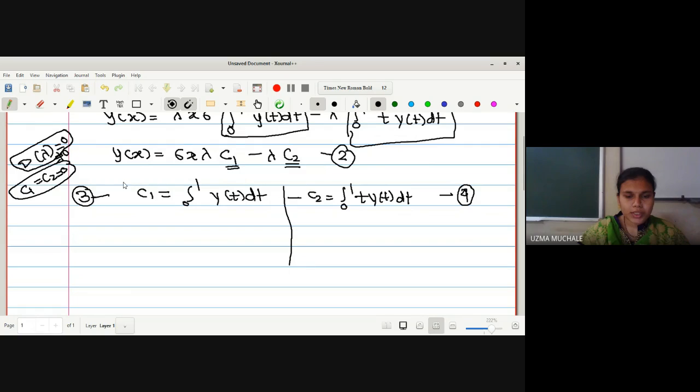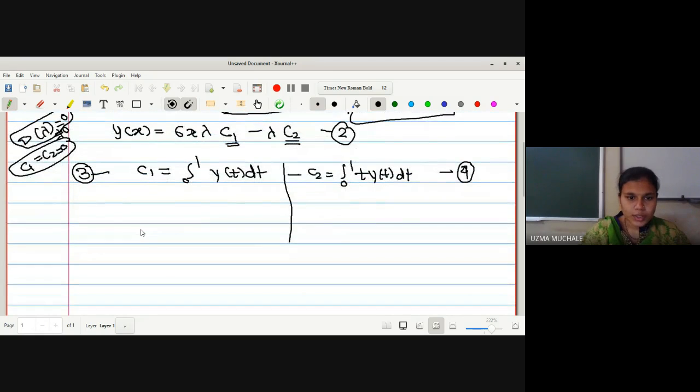Now for that we must know what y of t is. So wherever you have x, you just have to put t, and you have to use equation 2 by using x equal to t in the values of C1 and C2. Okay. So let us solve these two equations. First I will solve this one. C1 is equal to integration 0 to 1. What is y of t? It will be nothing but 6t lambda C1 minus lambda C2, and this dt will be as it is.